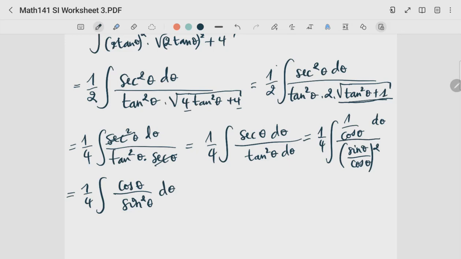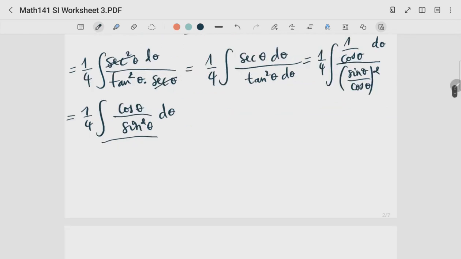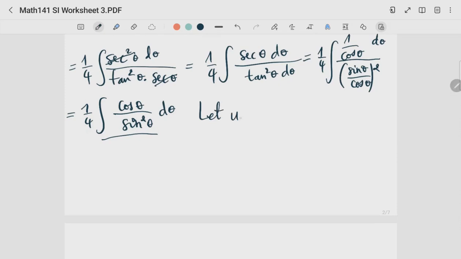So now at this point, what do you guys think we can do? How do we solve this? Use substitution. Right, u substitution. So what do we use as our u then? Sine. Let's try sine. U is equal to sine theta. That means that du is equal to cos theta d theta, right?